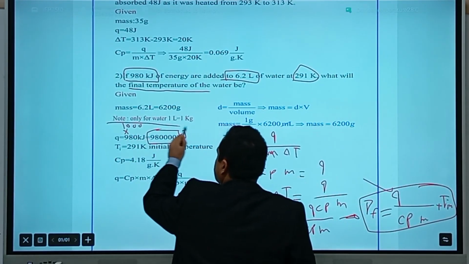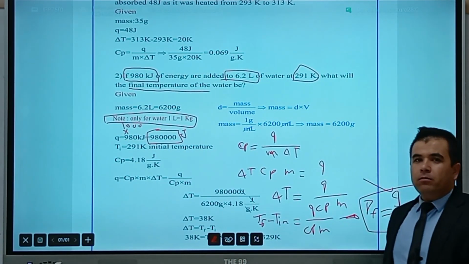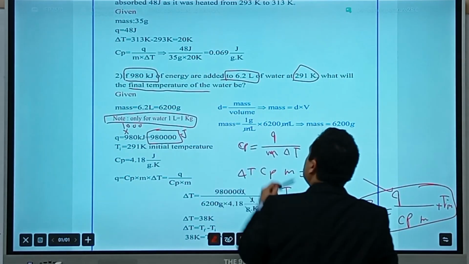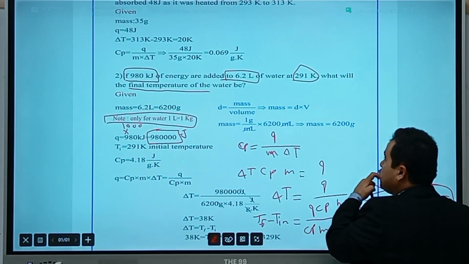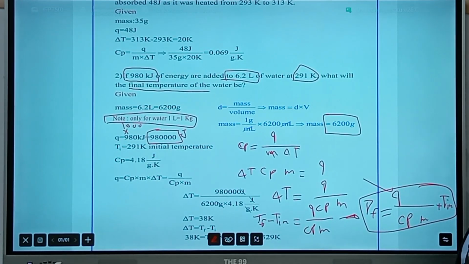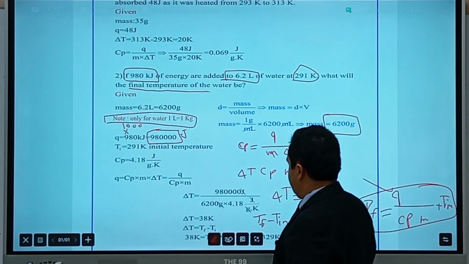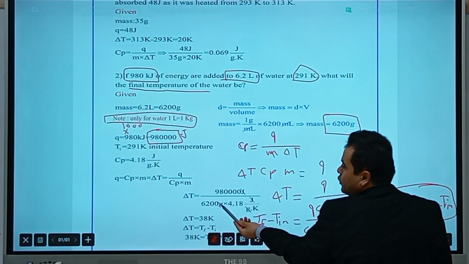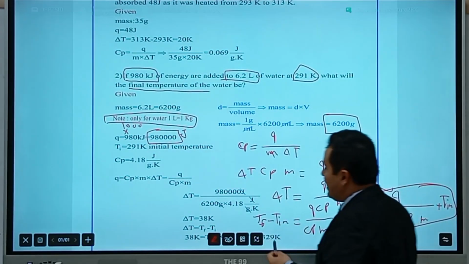here we have got a note: only for water, 1 liter is equal to 1 kilogram. The volume is equal to the mass. So instead of 6.2 liters of water, we can use 6.2 kilograms of water, and 6.2 kilograms of water must be converted to grams, which results in 6,200 grams. So the quantities are ready: 980,000 joules, 6,200 grams, and 4.18, the Cp of water, and then we will be able to calculate delta T.